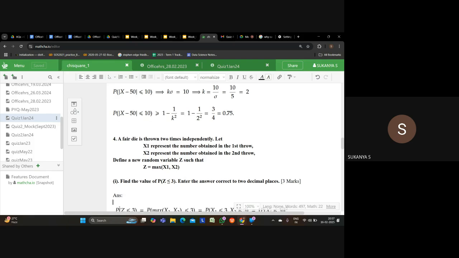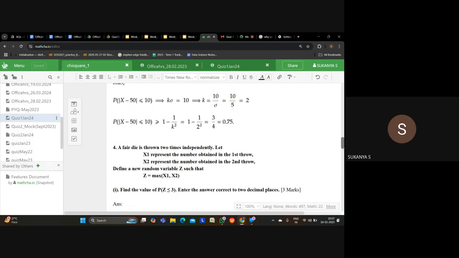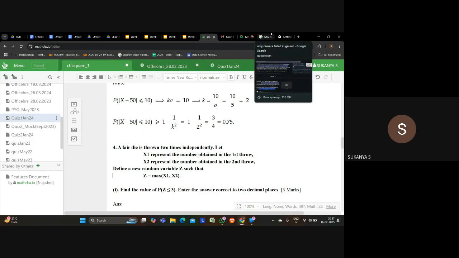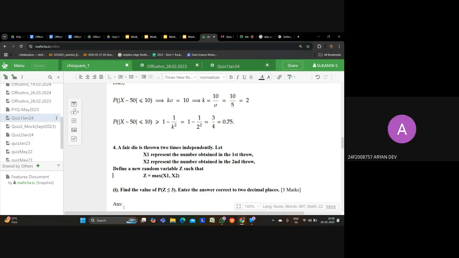How do we start this question? We need to find the probability of Z less than or equal to 3. So how do we start this? By listing out all the possible scenarios. That's a very long way, right? Yeah, we can do that. It's a little long, but still doable, seeing all the possible values. There is an easier way with the maximum function, right?